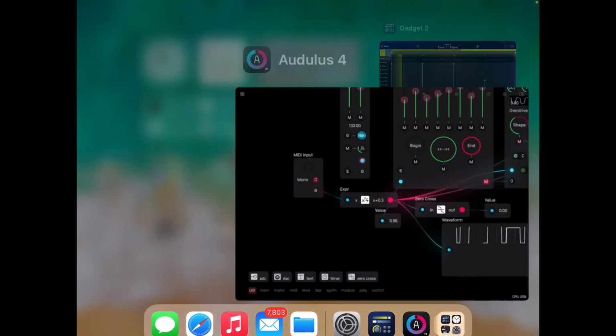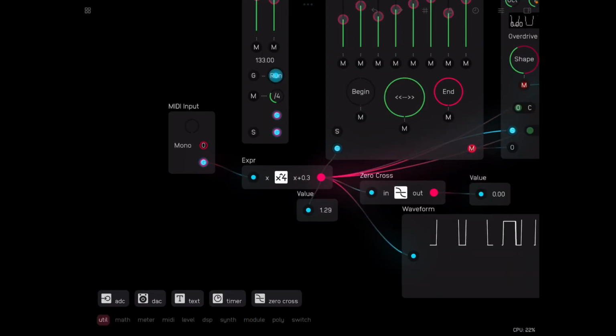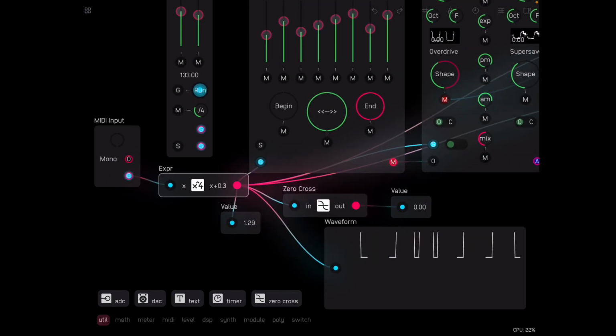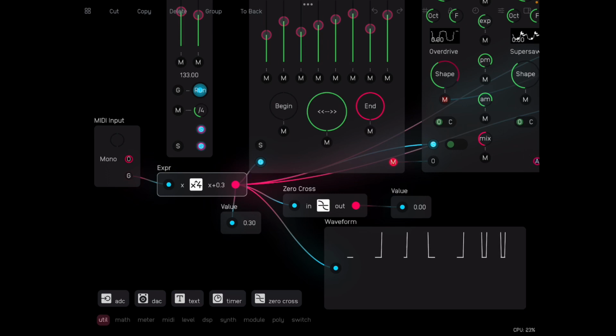So I raise the velocity, and now you're getting all the notes. And we're going to show the signal path. So going from the MIDI input to the expression, and then the expression node to the step sequencer input.